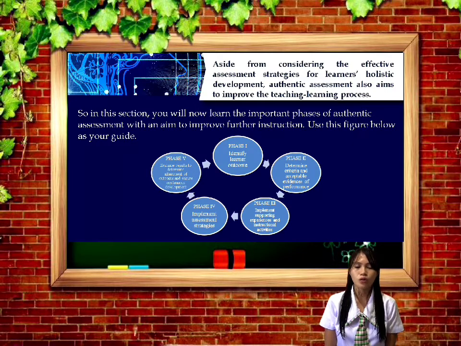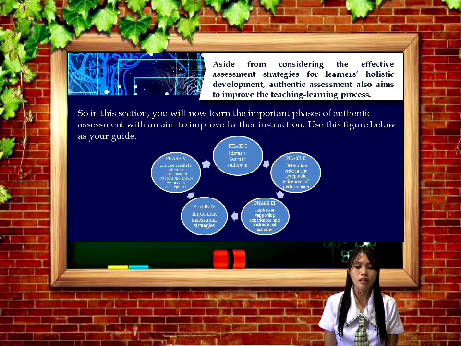So in phase 2, it is determining the criteria and the standard of outcome performance and the acceptable evidence that may be presented as proof of outcomes attainment of the students. So next one, phase 3, implement supporting experiences and instructional activities. So it is the implementation of the supporting activities that will facilitate the attainment of the desired students' learning outcomes.